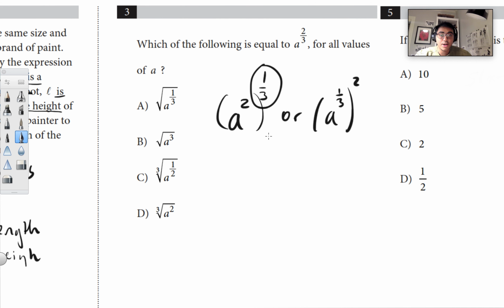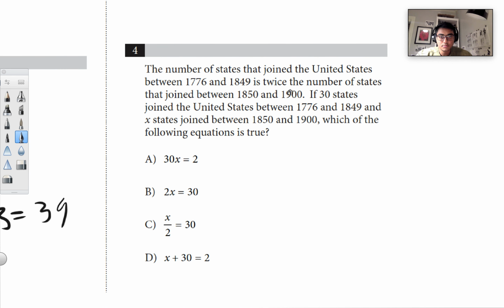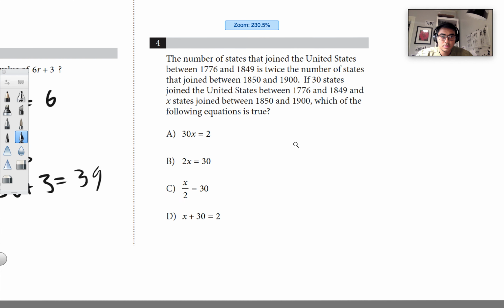All we have to know is that when you say to the power of 1/3, or to the power of any fraction, that actually means it's a root. So a to the power of 1/3 would mean that it's a cube root. And it says a squared, so there would be a square inside. So a squared cube rooted matches answer D. Okay, here, let's see this one.